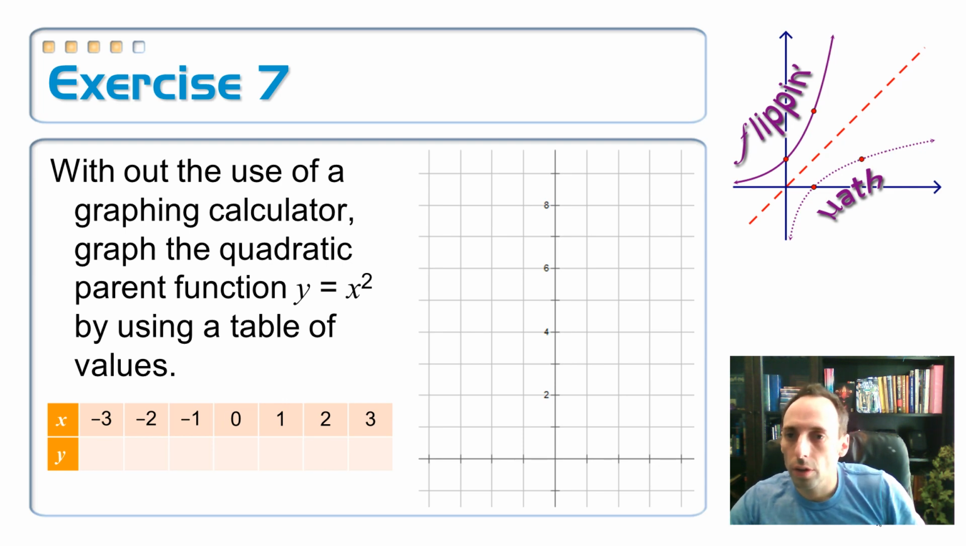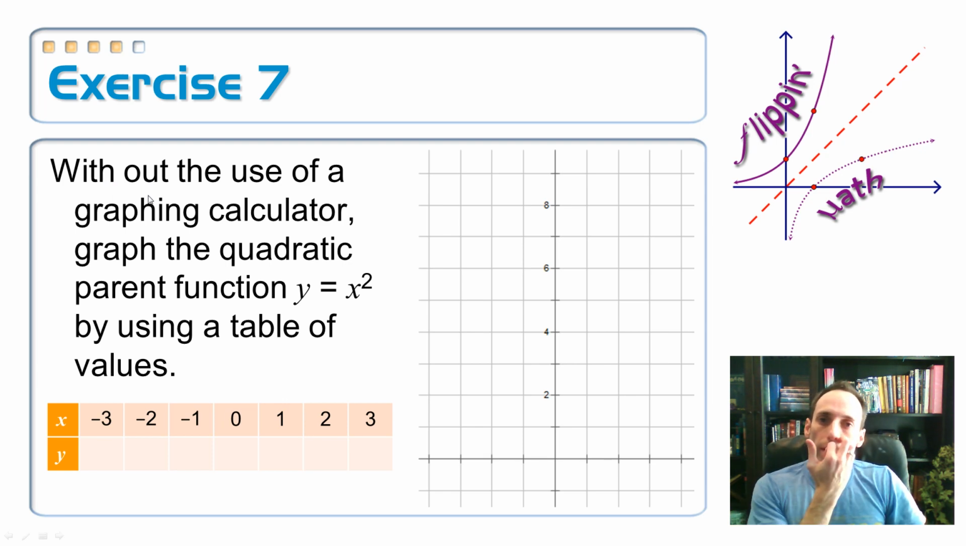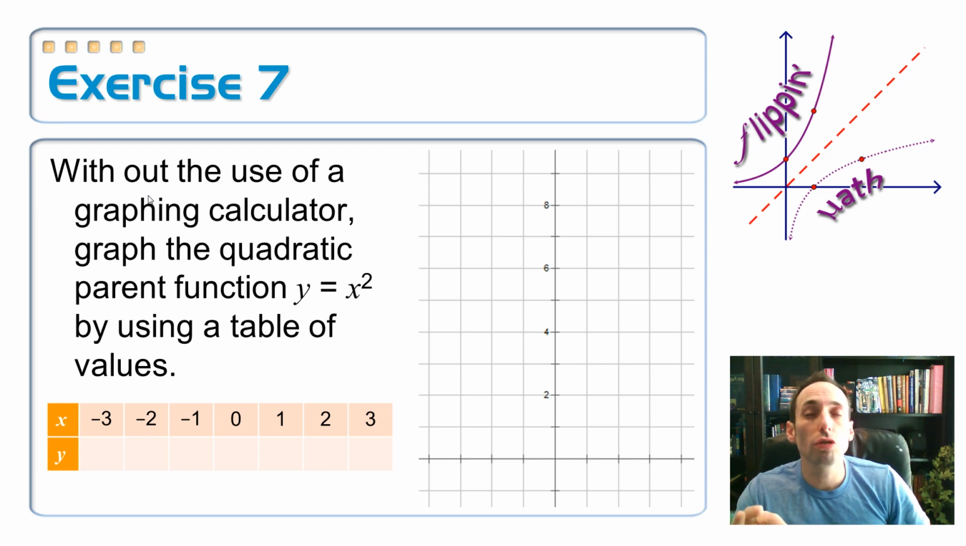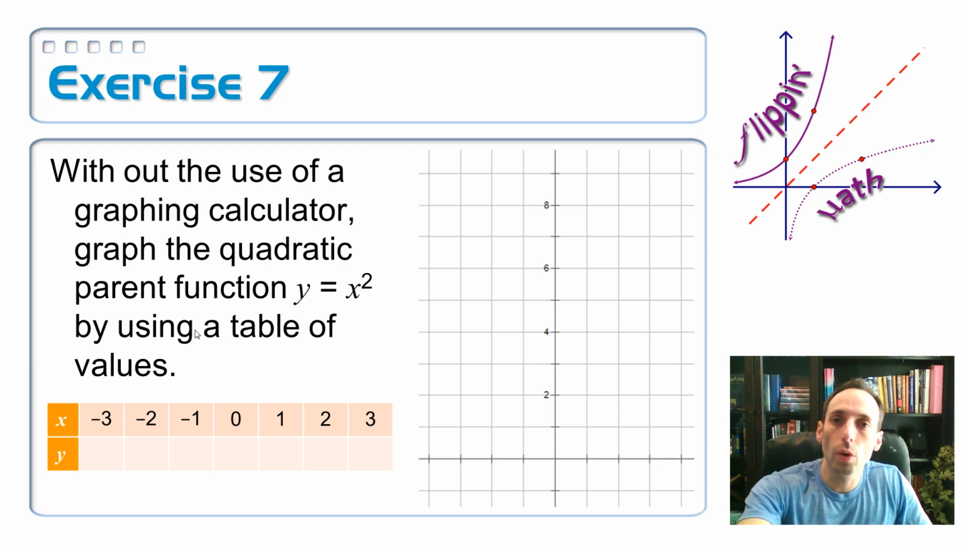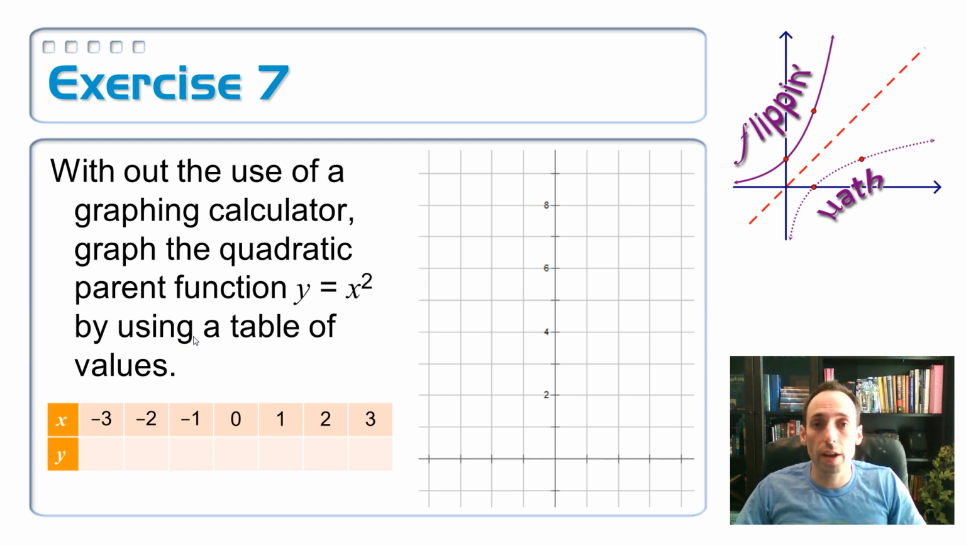Notice that it says without. Without the use of a calculator, we're going to graph the quadratic parent function y equals x squared. And this is something that you should burn into your brain because you're going to be doing it a whole bunch. So we're just going to make a table of values. And this will probably be the only time you'll have to make a table of values. After this, you'll just know where the points go, or you can kind of just do it in your head.